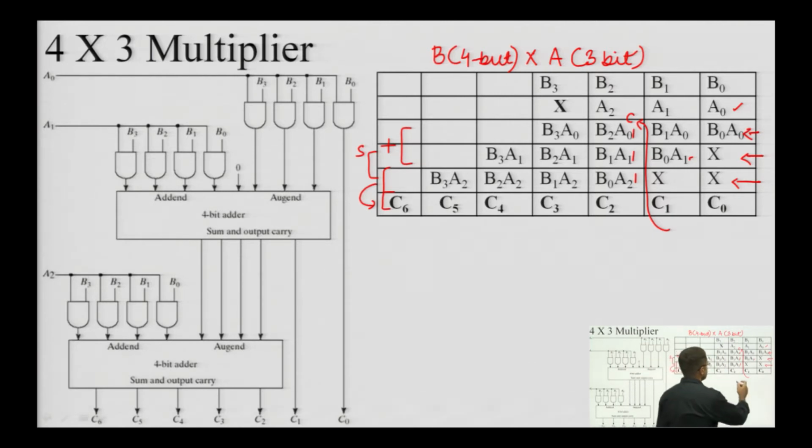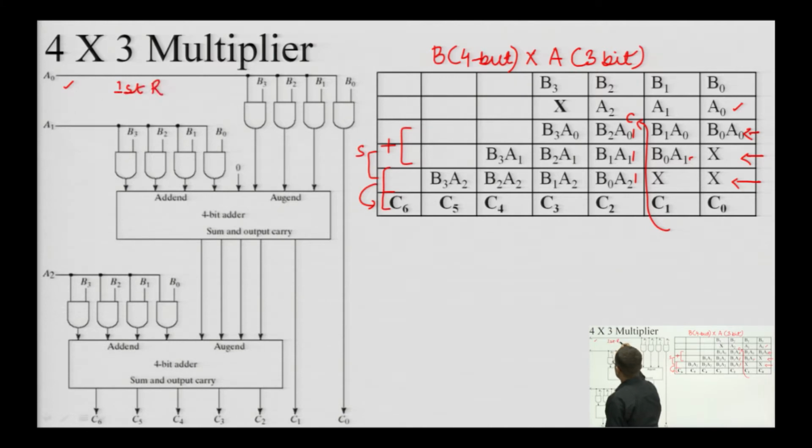So, the first row we can see that B 3 B 2 B 1 B naught are to be multiplied with A naught. So, you can check that this B 3 B 2 B 1 B naught are being multiplied by A naught. This prepares the first row. Okay. So, this is the first row. Similarly, second row, in the second row B 3 B 2 B 1 B naught has to be multiplied with A 1. So, this same B 3 B 2 B 1 and B naught are to be multiplied with A 1. So, we can see that 8 products are generated.